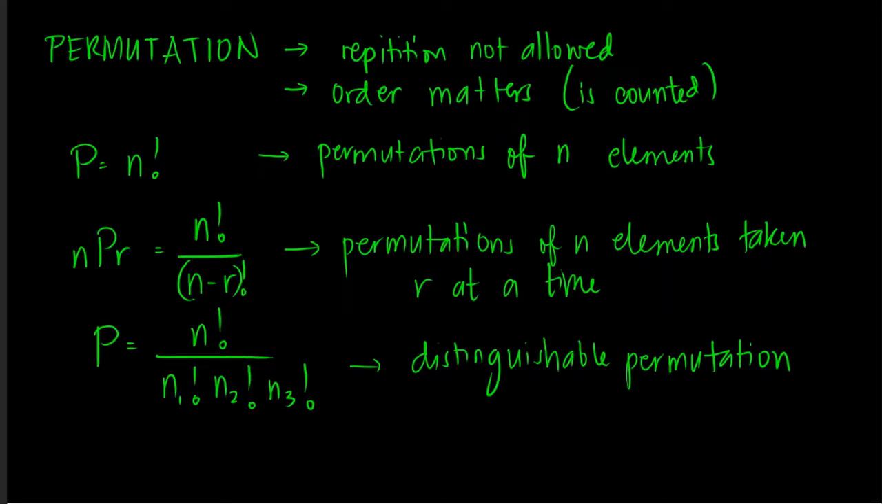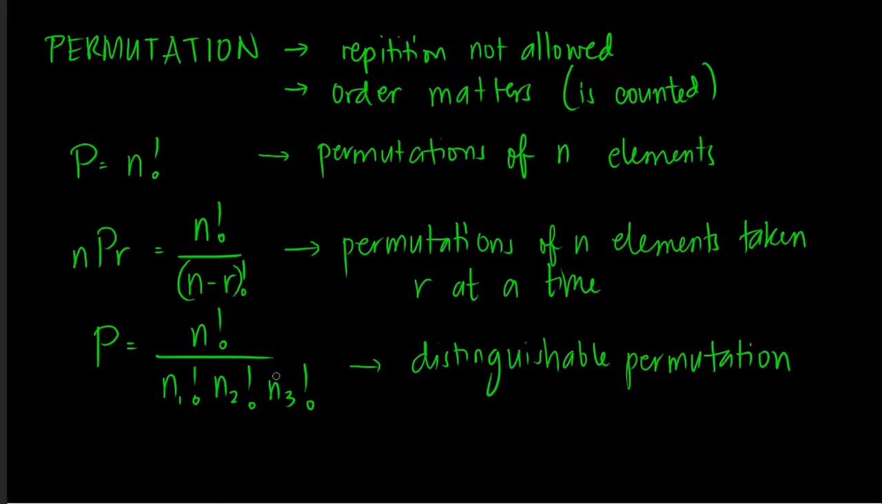We had three formulas in our class last time with permutations. Again, repetition is not allowed and order is counted. Three ways to find the permutation. We have P is equal to n factorial, permutations of n elements. We have nPr, the one that we've been using earlier, which is equal to n factorial over n minus r factorial. It's permutations of n elements taken r at a time.